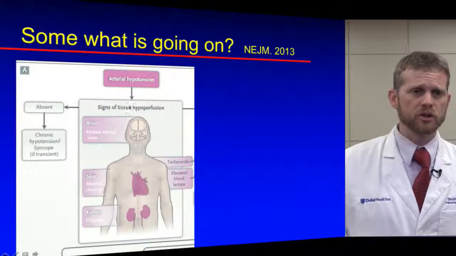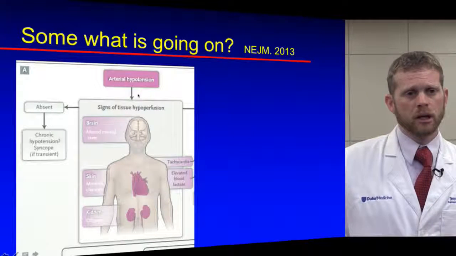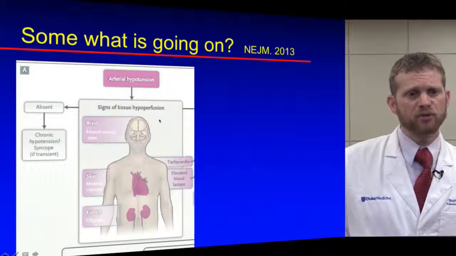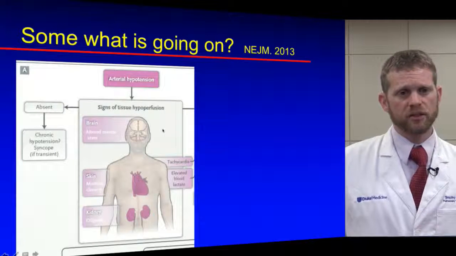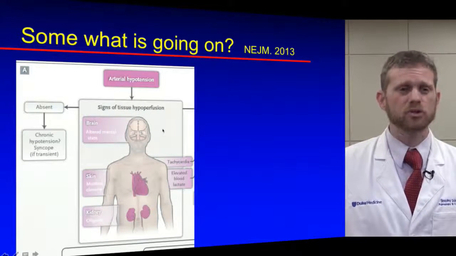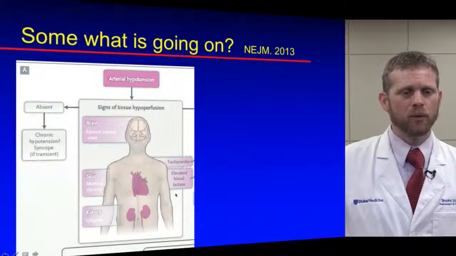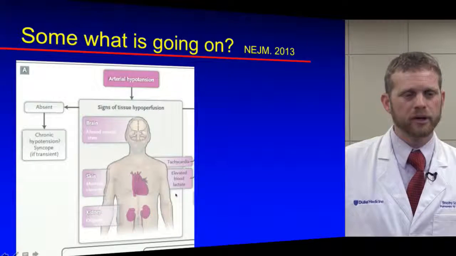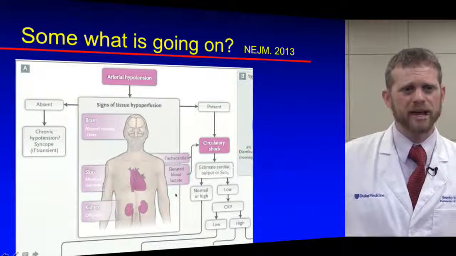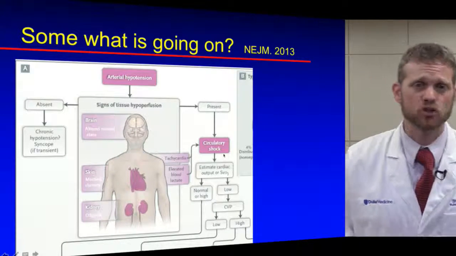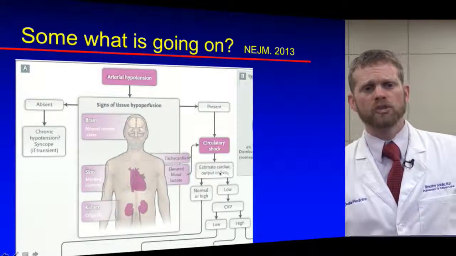So we have a person with arterial hypotension. And then we look for signs of hypoperfusion, and let's just say in this case there are clearly signs of hypoperfusion. So we have tachycardia, an elevated lactate, a patient who's confused and altered, and decreased urine output. So the next step is, yes, they have circulatory shock. There's a couple of things we can do.